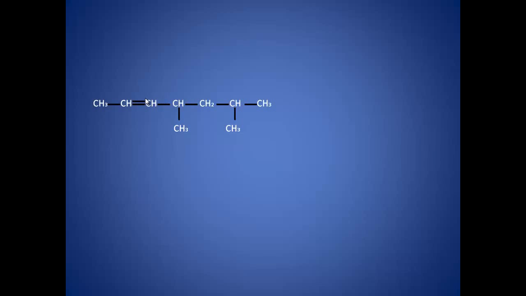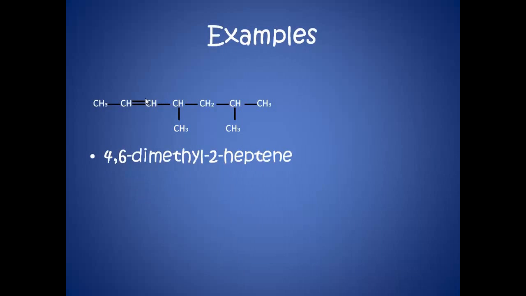Well, the name of this compound is 4,6-dimethyl-2-heptene. 4 and 6 are the places in which the methyls are, and 2 because it is the smallest number at which the double bond is, and hept because it has 7 carbons in the longest chain, and -ene because it's an alkene, because of the double bond.